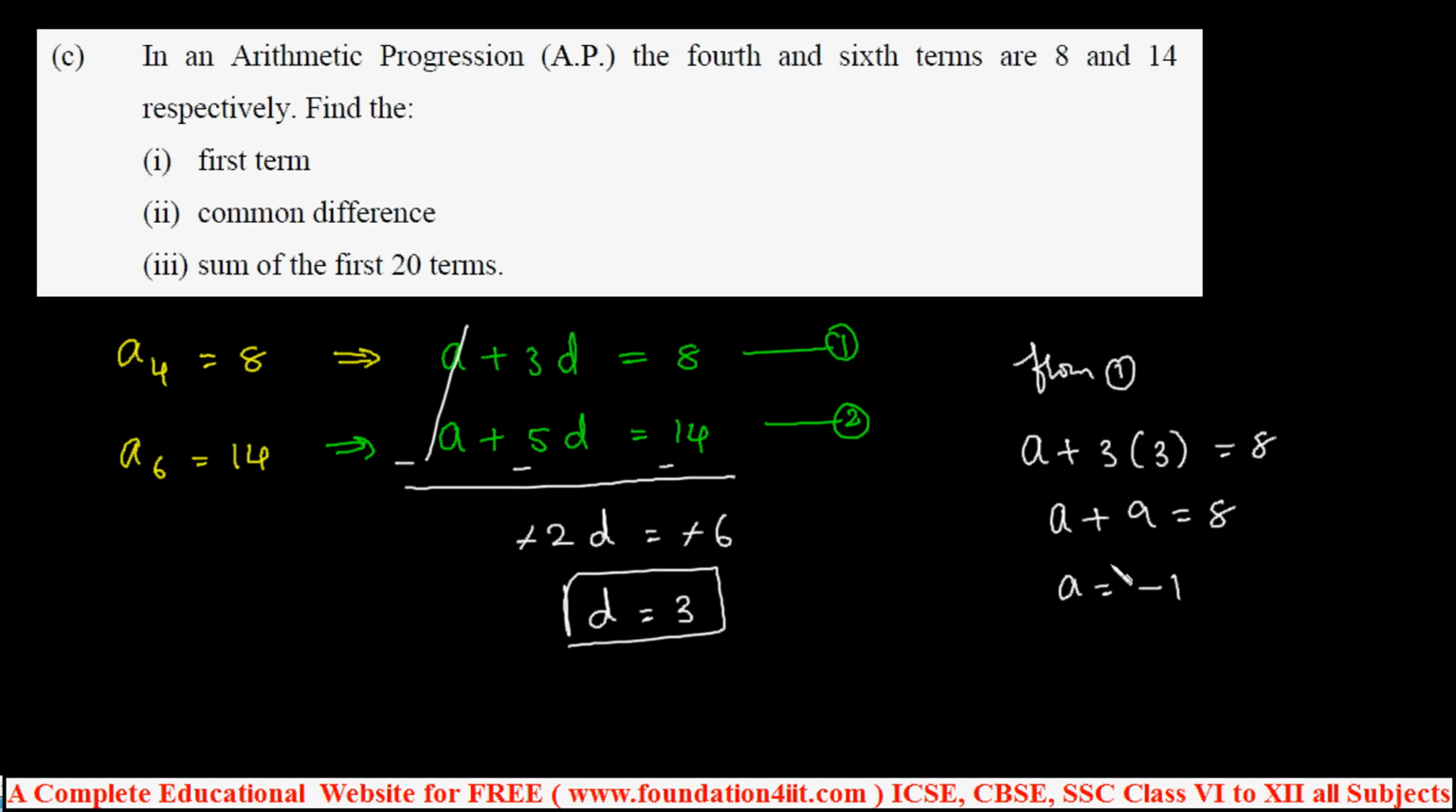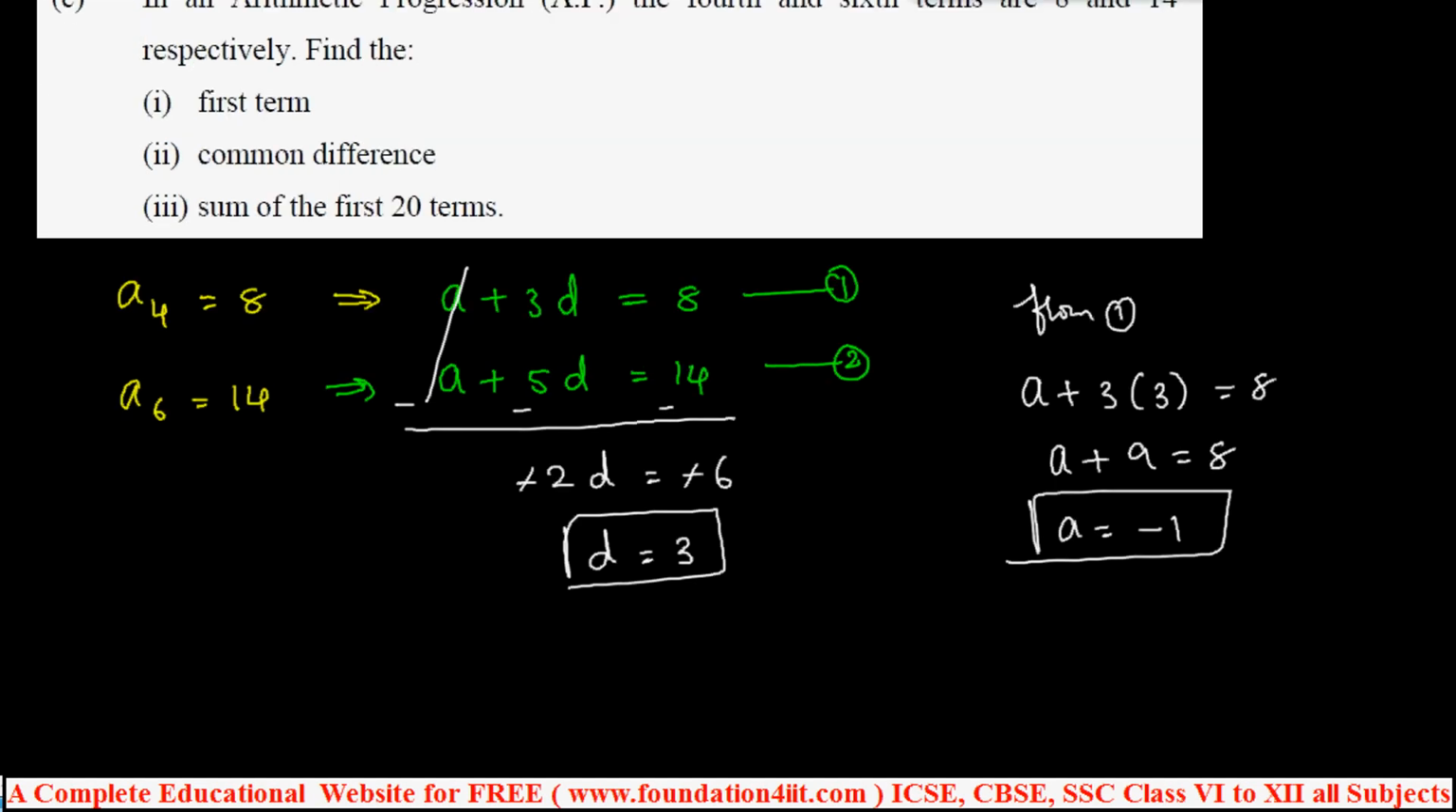A is equal to minus 1, you got. You can substitute here, the D value we got is 3 directly. Then the A value is minus 1, we can find out here directly. This is the value of A. So once you get A and D, we can find out the sum of the first 20 terms. Simple. So first term is minus 1 and common difference is 3.